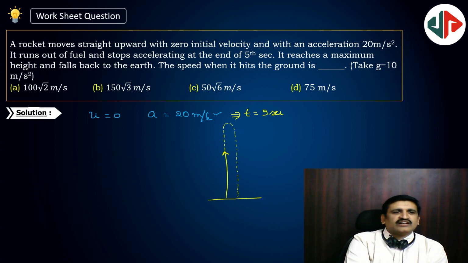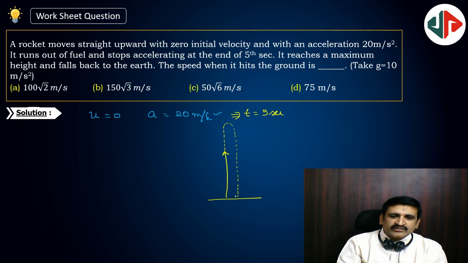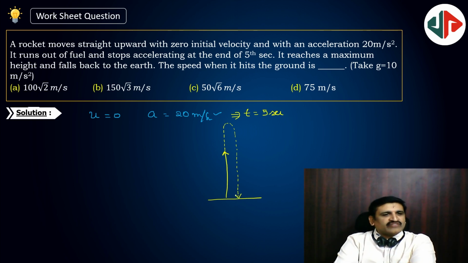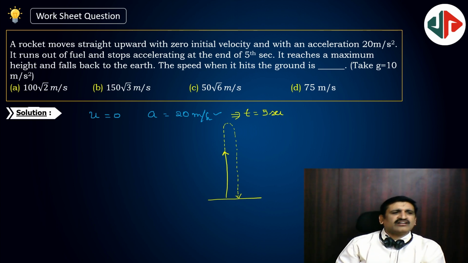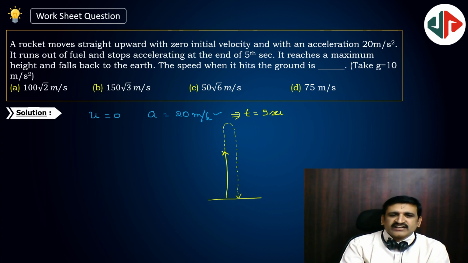Now let's read the last required one. It reaches a maximum height and falls back to the earth. The speed with which it hits the ground, that we are going to find out. So once again read the question. Acceleration is given and initial velocity is given, and the initial velocity here is 0. After 5 seconds what will be its velocity? What height can it go, and then from there it has to fall. Here the velocity acquired I have to find out. That is nothing but the initial velocity for the further motion.